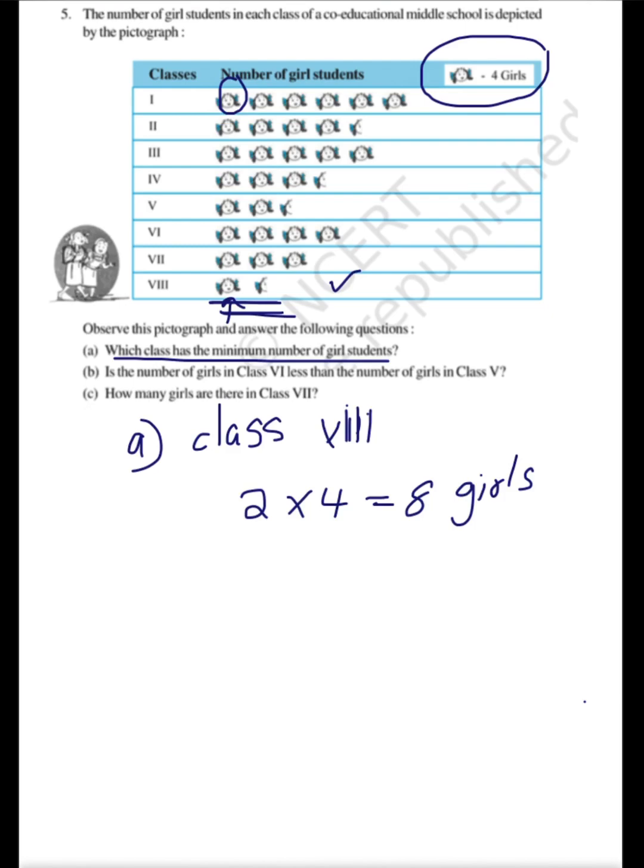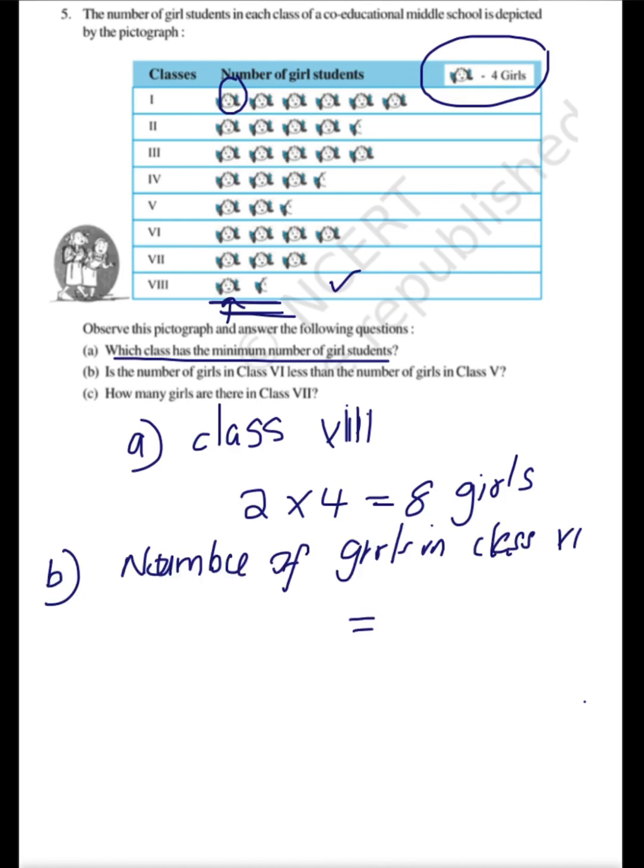Okay. Now, what is B? Is the number of girls in class 6 less than the number of girls in class 5? Okay, that is the question. For that, first we have to find the number of girls in class 6. You have to count it. That is 1, 2, 3, 4. 4 means what? 4 into 4 means 16 girls. Number of girls in class 6 equal to 16 girls.